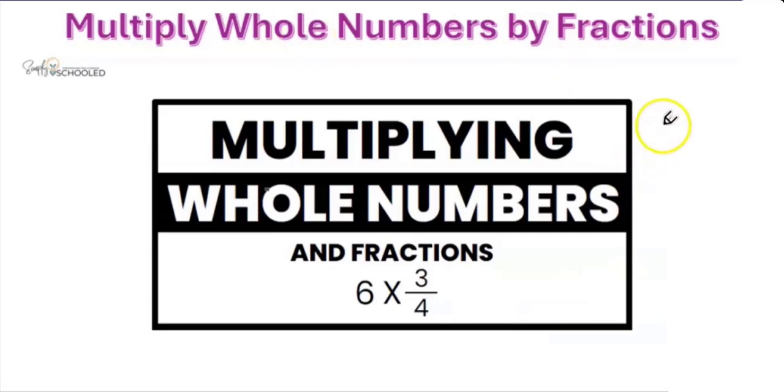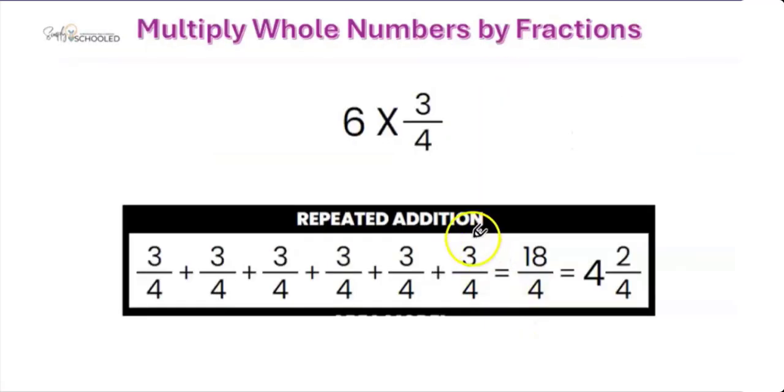So when you multiply, say, 2 times 5, then that is the same thing as adding 5 together 2 times. Multiplication is just a fast way to add. So here are some models. 6 times 3/4 is the same thing as adding 3/4 6 times.